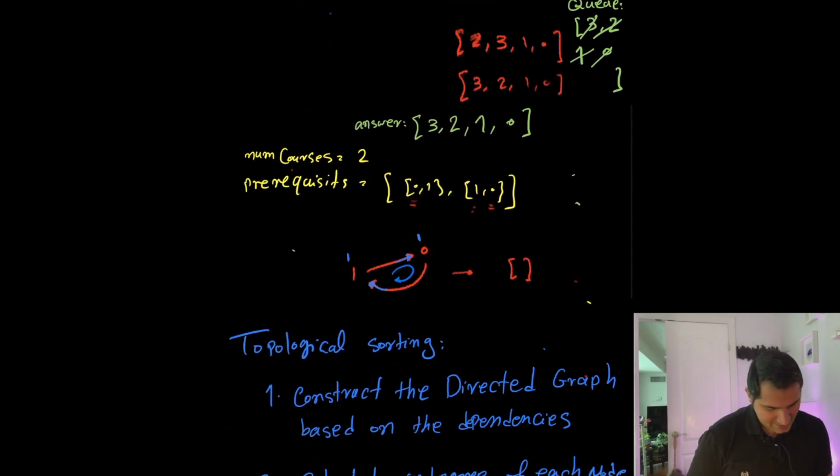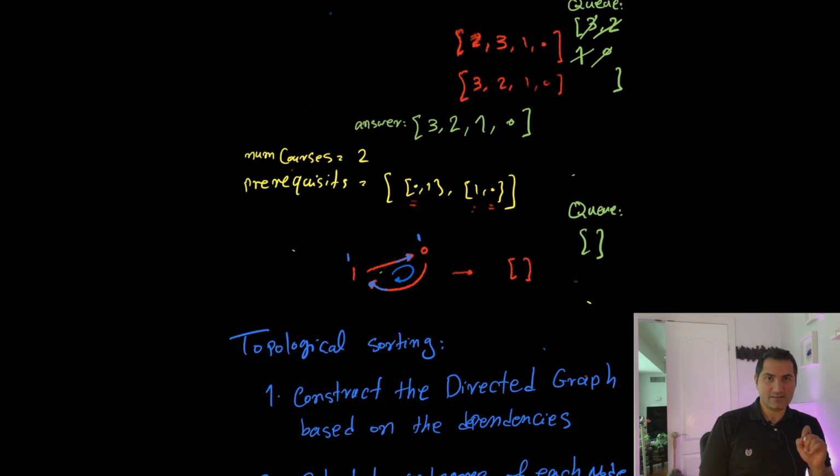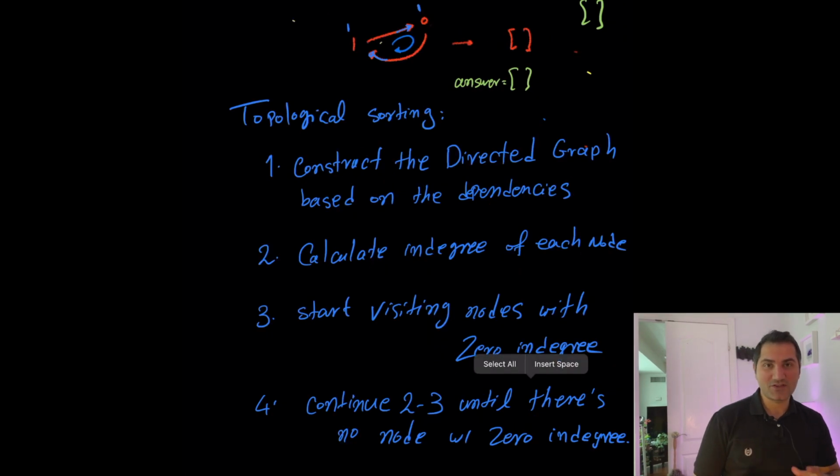What about this one? I constructed the directed graph, and then I calculate the in degree of each node. And then, as you can see, I don't have any node with 0 in degree. So my queue is empty. That means I cannot actually start with any node, so my answer is also an empty set. Now that we understand how the topological sort works, let's actually code this problem up and see how we can implement the topological sort in code.